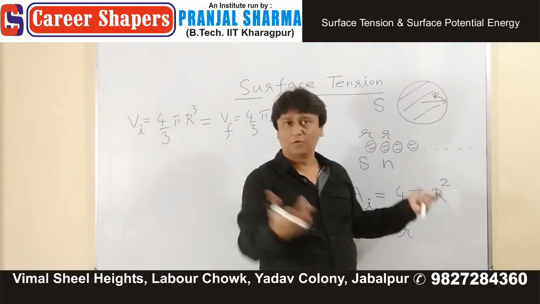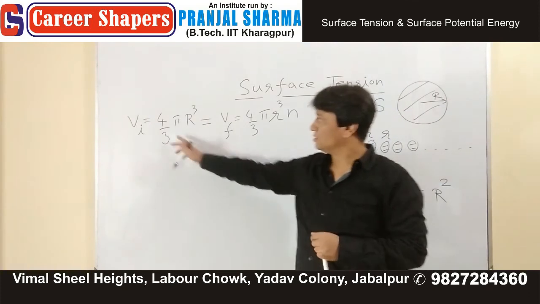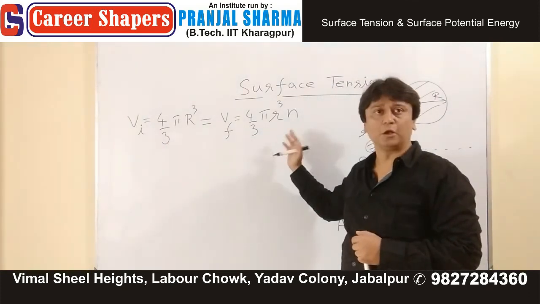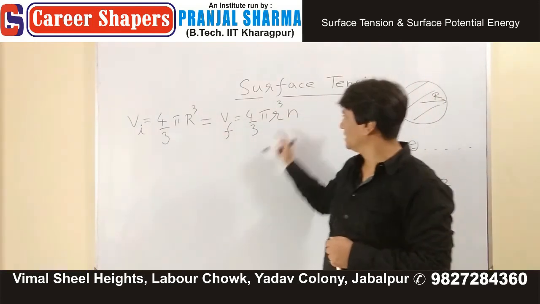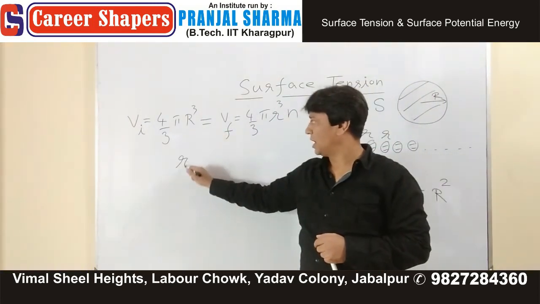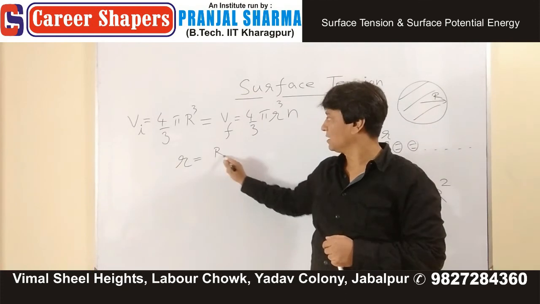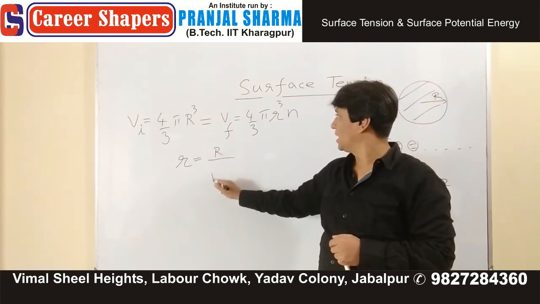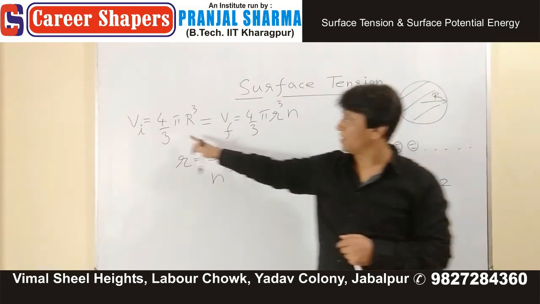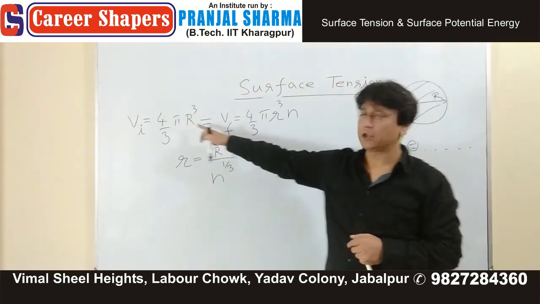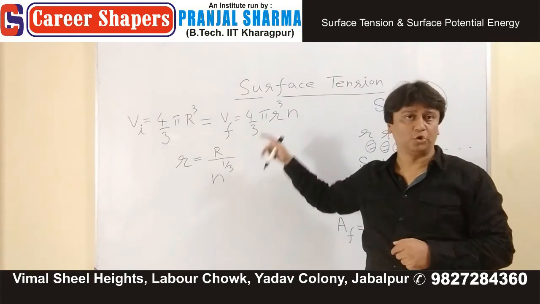यहाँ से यहाँ आ जाओ, volume पर क्या असर पड़ेगा? कुछ नहीं. So initial volume and final volume will be same. 4 by 3 pi cancel. We got small r as r divided by n to the power 1 by 3. Small r, take cube root, divide by n, cube root, 1 by 3.